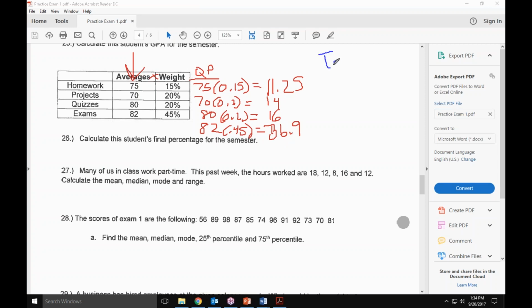So now we're still going to take total quality points, but because we're dealing with the percents, we would divide by the total percent. Well, the total percent is 100%, and as a decimal, that's just 1. So we're going to take our total quality points divided by 1, which essentially does not change our answer.